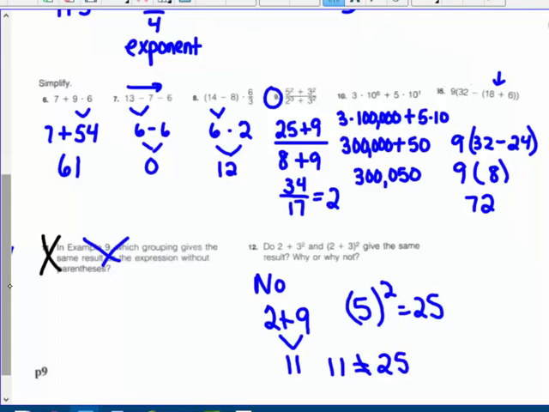Well, thank you, Gabe and Emma, for the help. Parentheses would come first in this example here. The exponent would come first here. So, of course, you're not going to get the same answer.